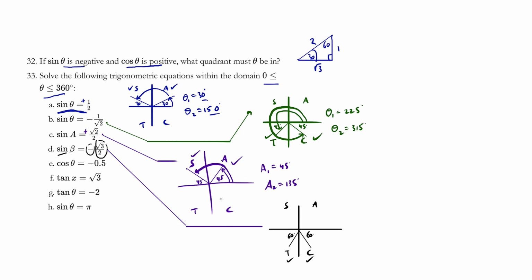So all we have to do to figure out beta is to run the track. So this here is my little beta 1, which is equal to 180 plus 60, which is 240. And my beta 2 is equal to 360 minus 60, which is 300.